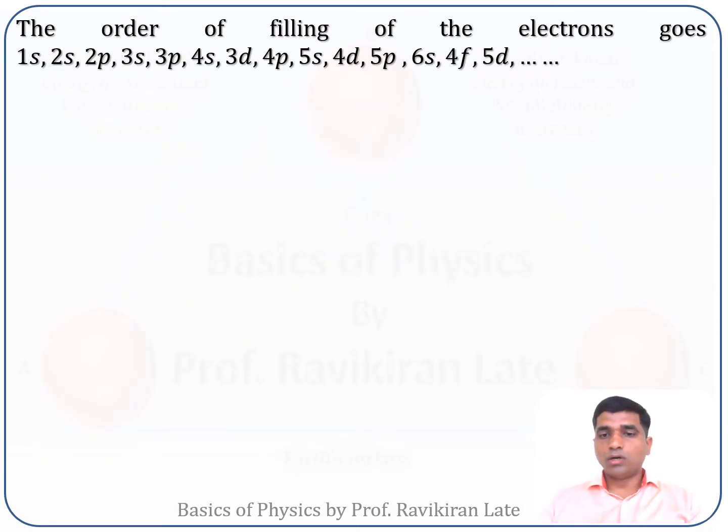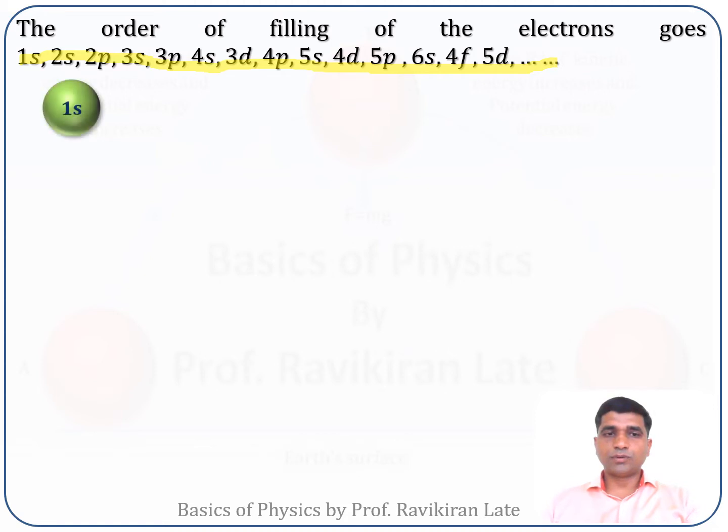Now, what is the order in which this energy increases? If you consider the orbitals in which the energy is increased, it is given in this way. First the electron will go to the 1s orbital, then the 2s orbital, then the 2p orbital, then 3s, 3p, 4s, 3d, 4p, 5s, and so on. In this way, the energy of the orbitals will go on increasing.